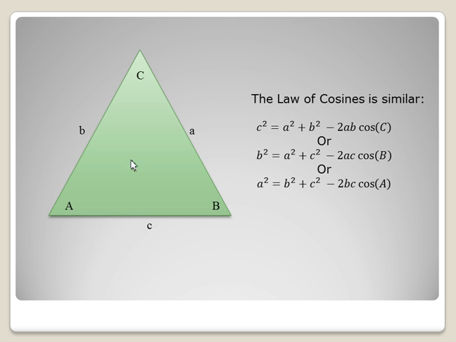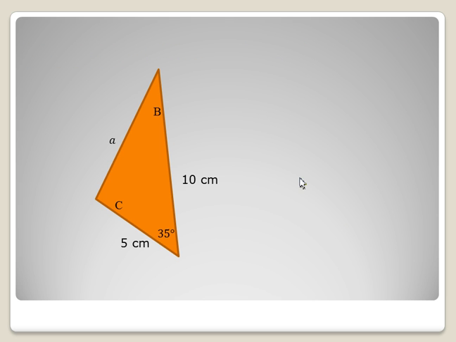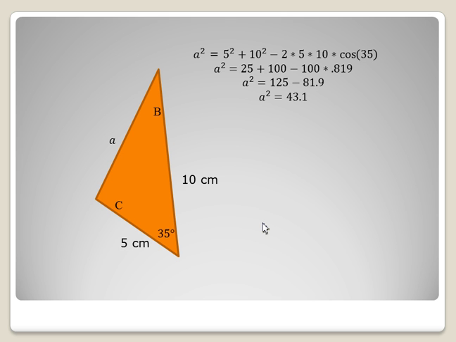It doesn't matter which one you start from, and you can use this to solve for either the angle or the side. So here's one that's got a side, angle, and a side. Let's go ahead and label this A, B, and C. In order to find a, we're going to use the two adjacent sides, square 5, square 10, and then subtract 2 times 5 times 10 times the cosine of 35. When you simplify it, you find that a is 6.56 centimeters.